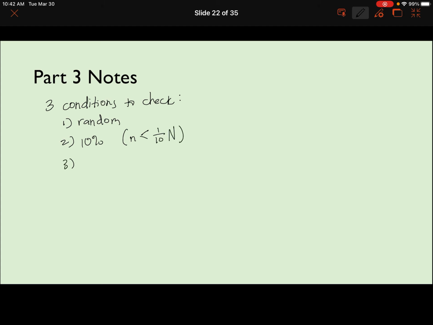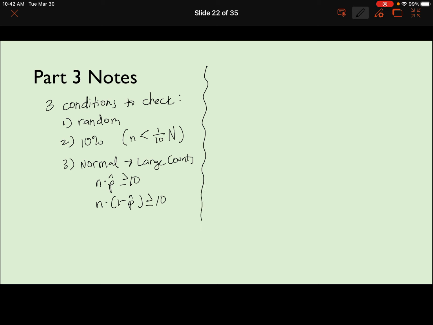And then we also have to check for normal. And the way that we do that is using large counts. As a reminder, what that means is that your expected number of successes is greater than or equal to 10, and your expected number of failures is greater than or equal to 10. Okay, next thing to talk about is critical values. That's what we were finding using inverse normal on the calculator.